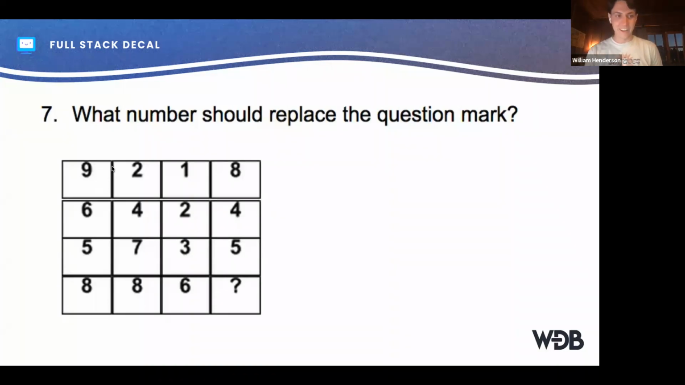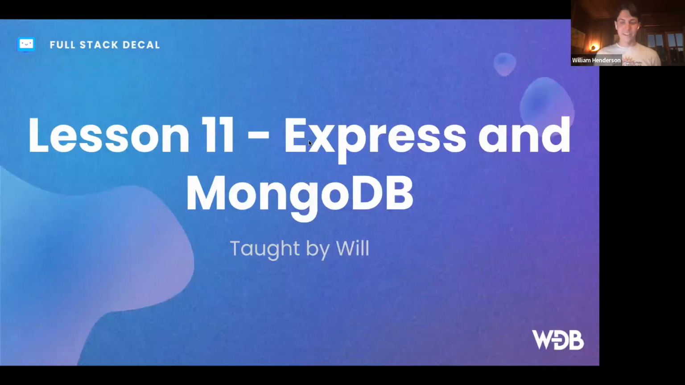So if you look at it, you multiply the first column by the second column and you get the last two columns. So 9 times 2 is 18, 6 times 4 is 24, 5 times 7 is 35, and then 8 times 8 is 64. I got that one from the little Mensa challenge. I did not figure this out my first time either. I had no idea. Anyways, let's jump right into it.